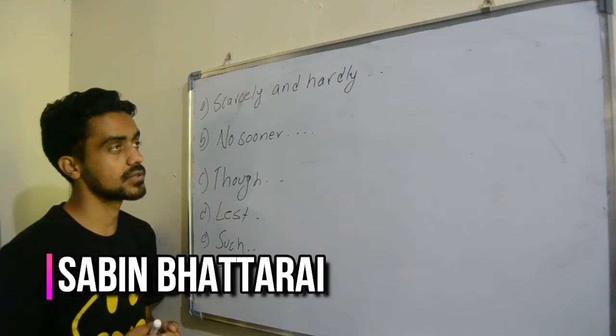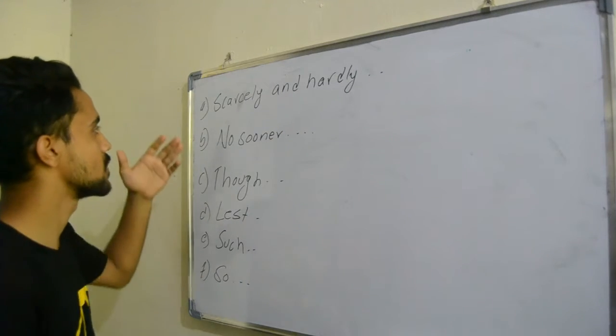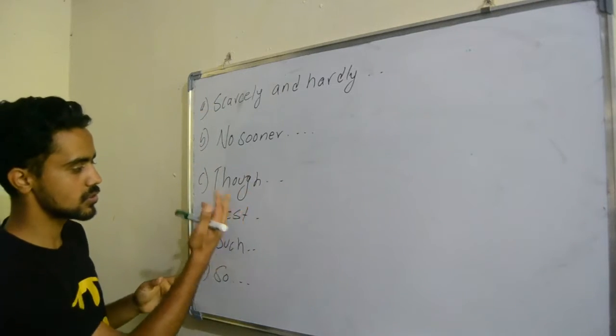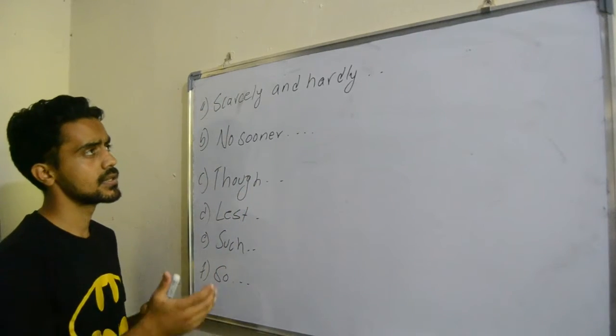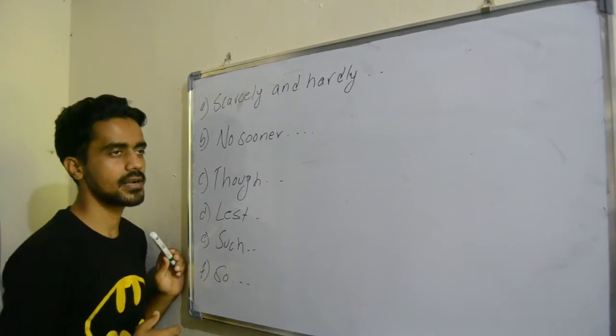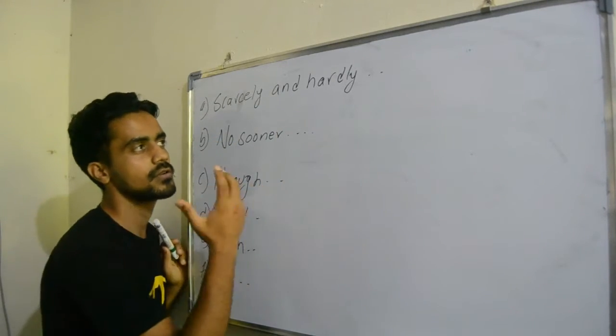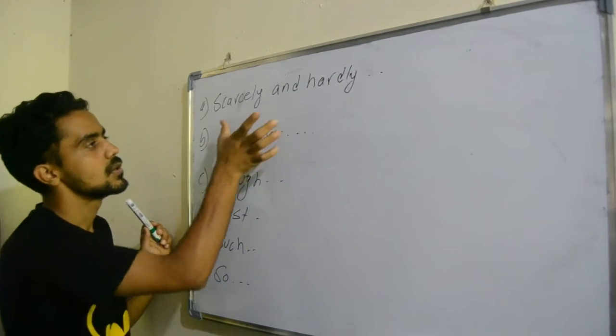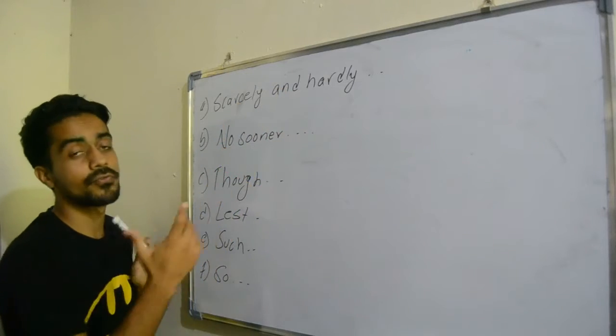In this video, we are going to discuss some conjunctions I have written on the board, like scarcely and hardly, no sooner, though, lest, such, and so. These are some of the connectives or conjunctions that students often get confused about: what we should use after these, or what these conjunctions are followed by.